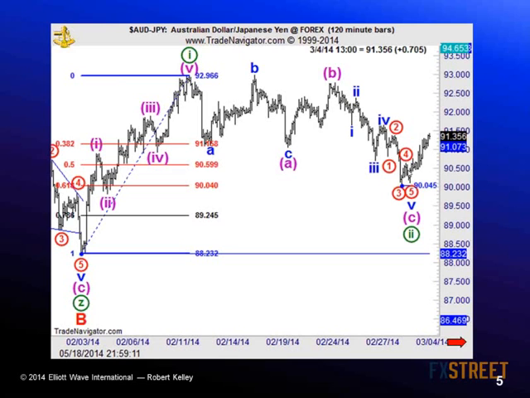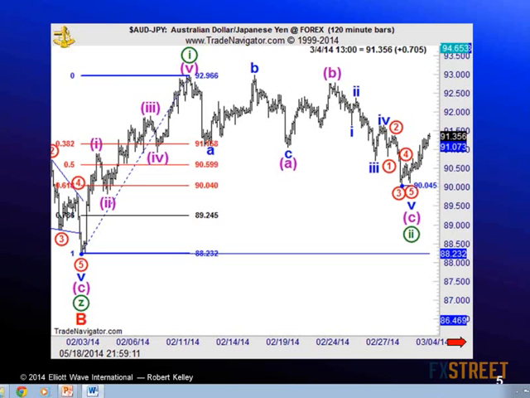Now, if you're like me, sometimes you'd like to see a little bit of a break of the downtrend, just in case you're totally wrong and the market collapses. So you might want to wait for a move above short-term resistance and maybe a break of a trend line, if you drew a trend line here, and that would come in around 90.80.